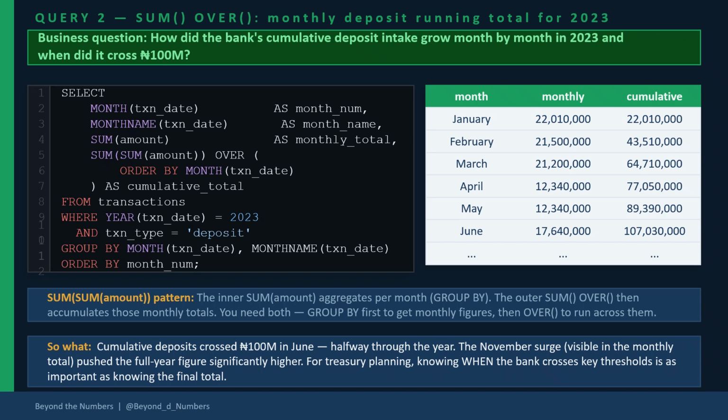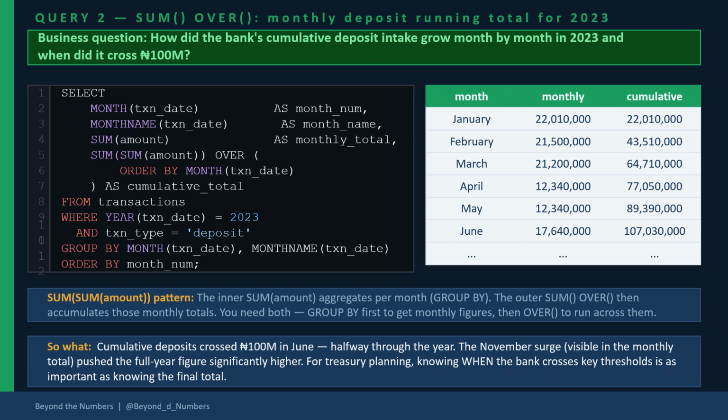Now the next business question. How did the bank's cumulative deposit intake grow month by month? And when did it cross the 100 million naira? If you look at this query, you're going to see that we select month number, month name, sum of amount as monthly total. Then sum of amount over ordered by month number as cumulative total.